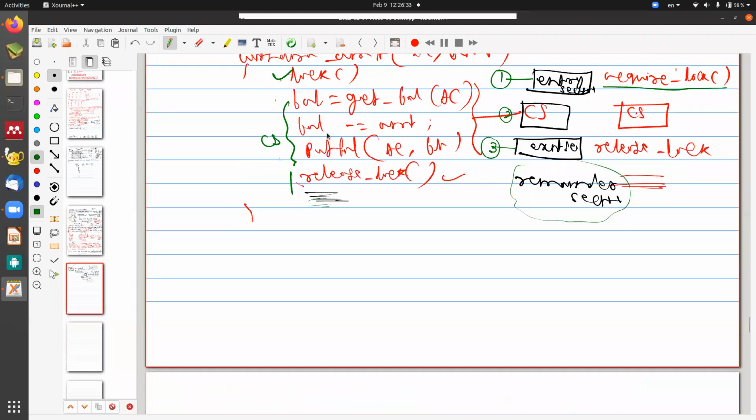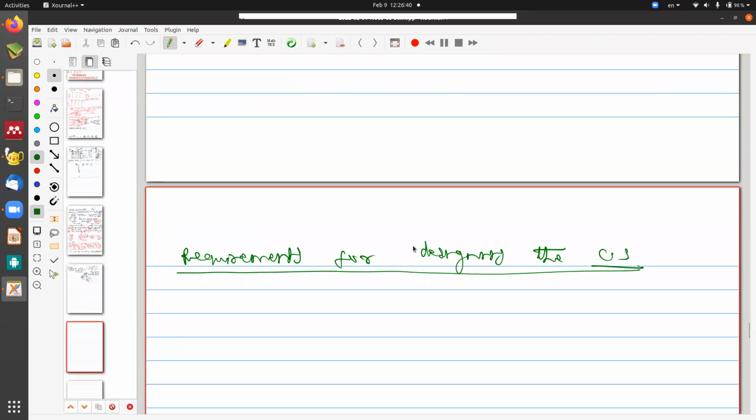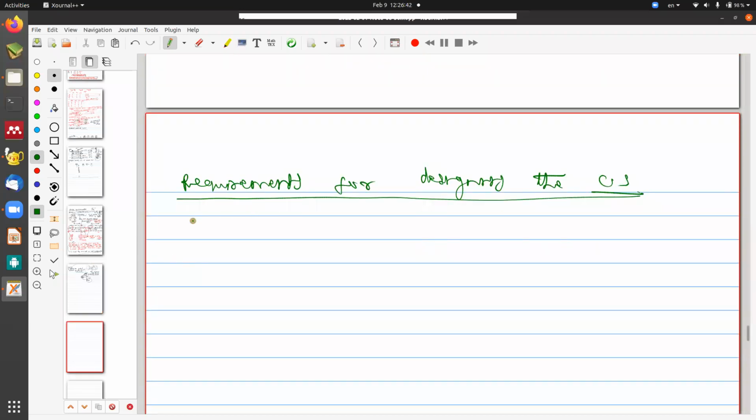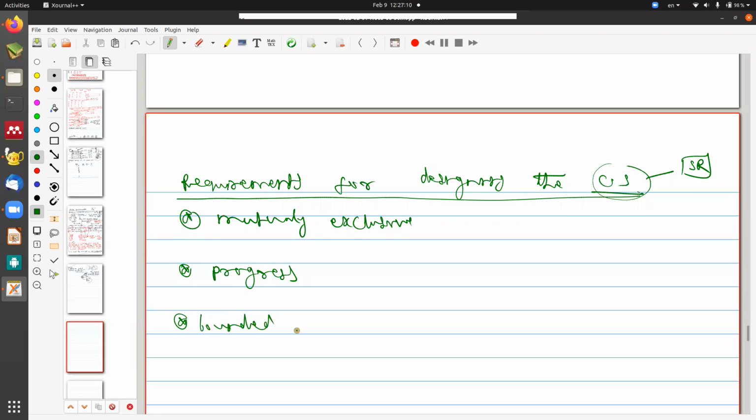So when a person is writing this kind of code, what things must be satisfied? The basic three things have to be satisfied when you design any critical section to access a shared resource. The first is mutual exclusion. The second is progress. And the third is bounded waiting. Mutual exclusion, we know that.